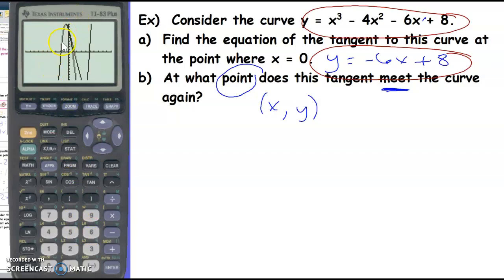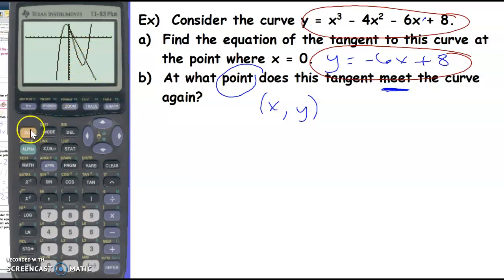Okay, so I can see right here where it's tangent. What I'm looking for is this other point down here. All right, so I can see that I'm far enough on the x-axis, but I definitely need to go down farther on the y-axis. So I'm going to go to Window and change my y-min. I'm just going to change it to negative 30, which is just a guess. If negative 30 doesn't work, I can always go back and change it. All right, so there's my x to the third curve. There goes my line, and the point I want is this one right here.